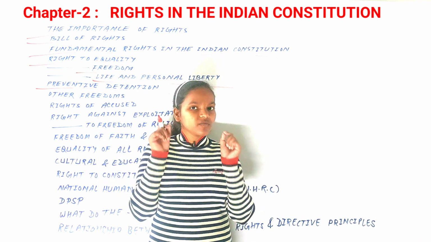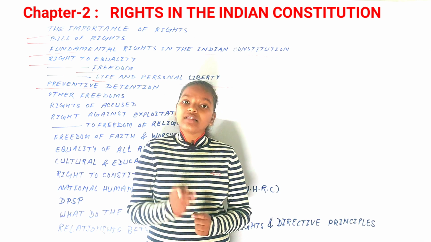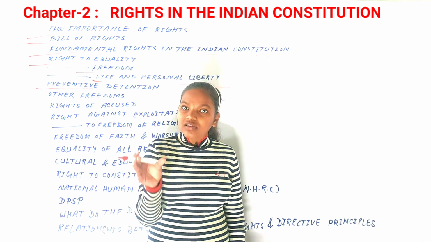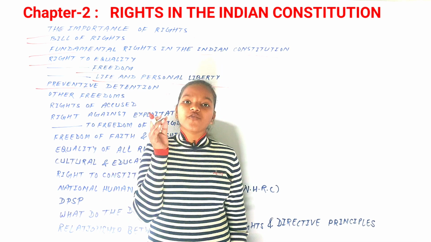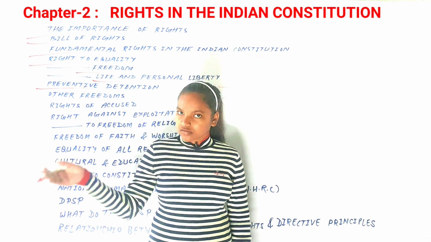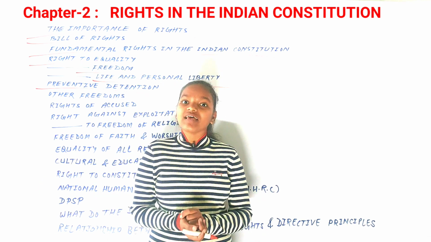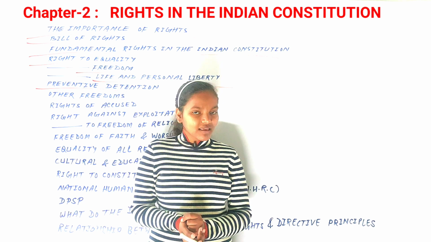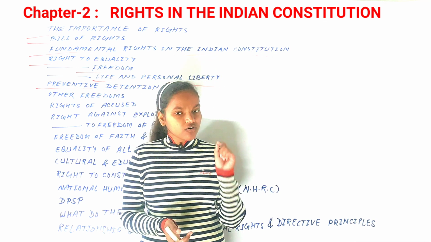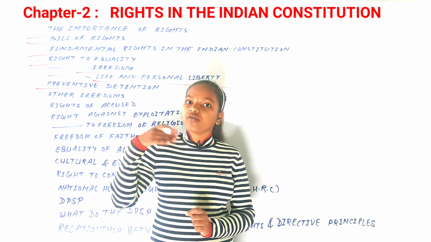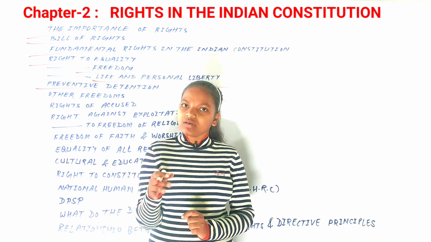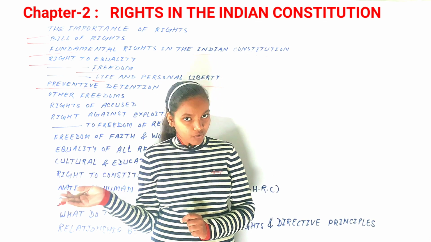Now, this preventive detention cannot be more than 3 months. If a person is detained, of course it cannot be more than 3 months. After 3 months, an advisory board will say whether it was justified or not, whether it is okay to keep the person for more time or not. So it would be in the hands of an advisory board.